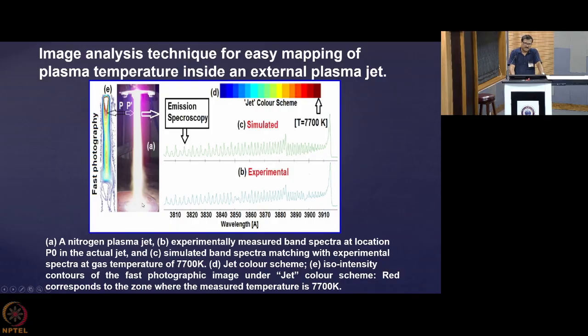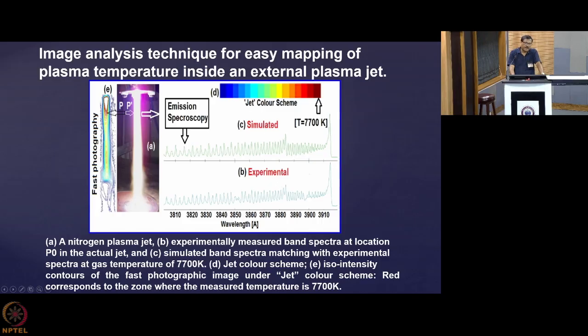Then, taking just the image, we go for iso intensity contours within the plasma using the jet scalar scheme of MATLAB. And what you are seeing is the iso intensity contours, and this location is the location from where we have determined that the temperature is 7700 degree Kelvin by comparing simulated and experimental spectra.